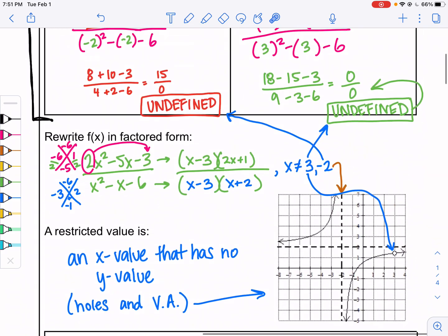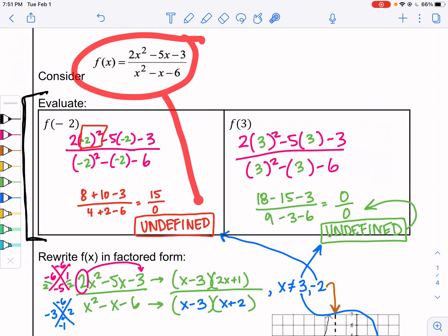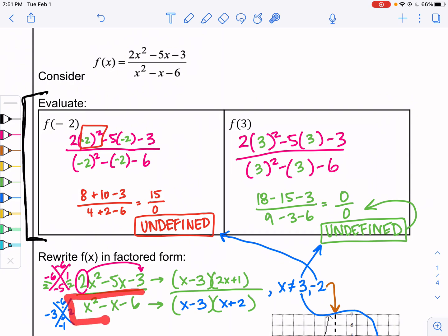So when we look for the factored form, the next step says to rewrite f of x in factored form. We took this equation and wrote it into its factored pieces. You can see this section here factored into x minus 3 and 2x plus 1, and then this section here factored into this one there.